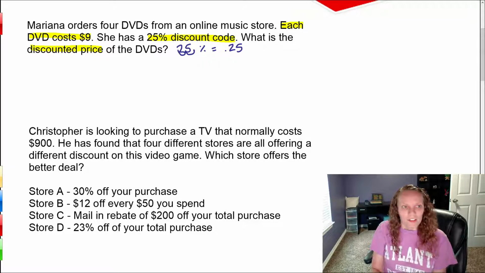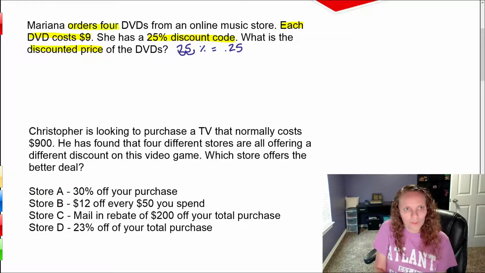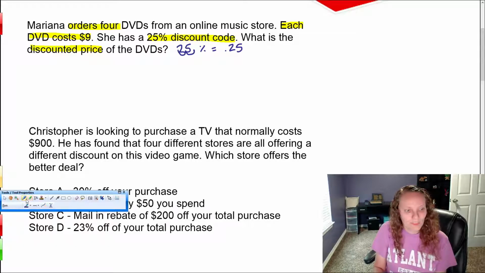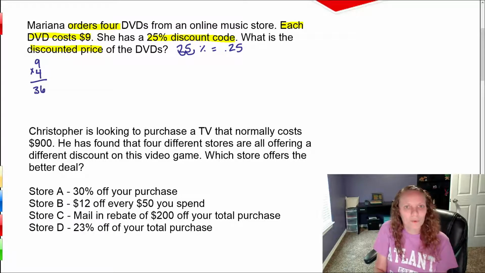Now, we know that each DVD costs $9, and she is going to order 4 DVDs. So let's take the cost of each DVD, 9, and multiply it with however many she's buying, which is 4, and that is 36. So without a sale, these DVDs would cost $36. But since it is on sale, we're going to take that 36 and multiply it with the sale percent, or the 0.25.